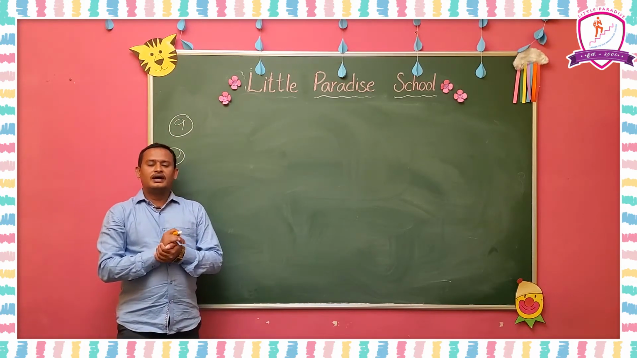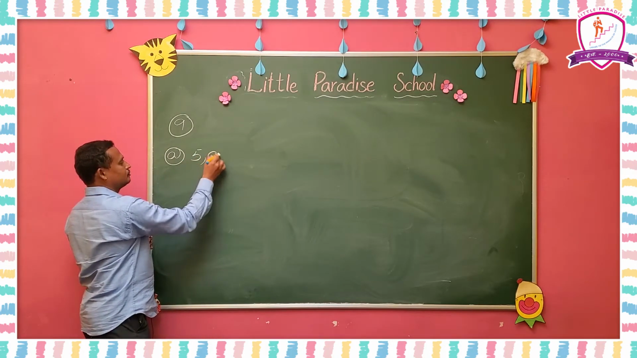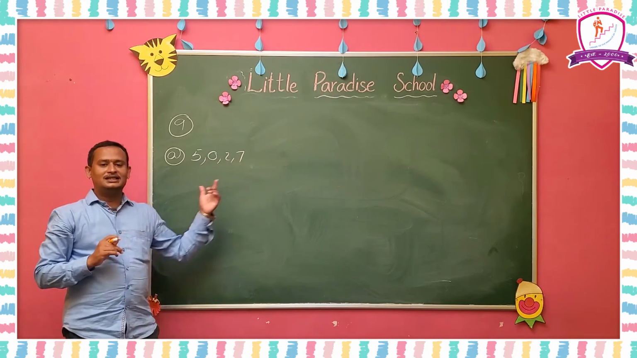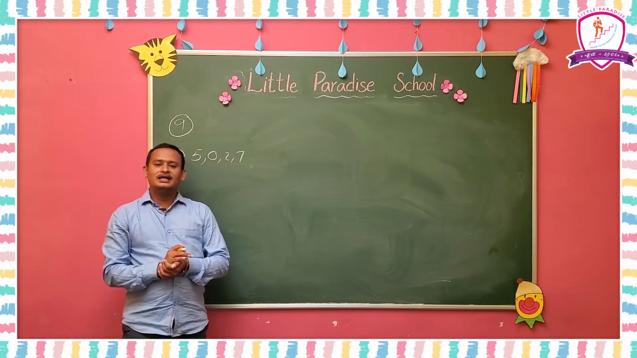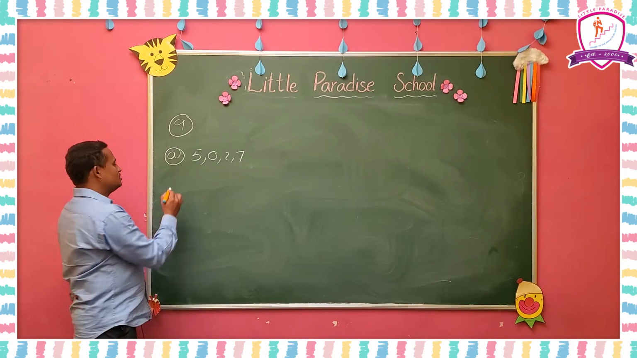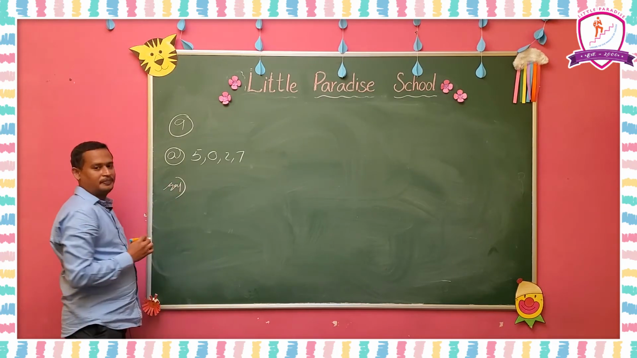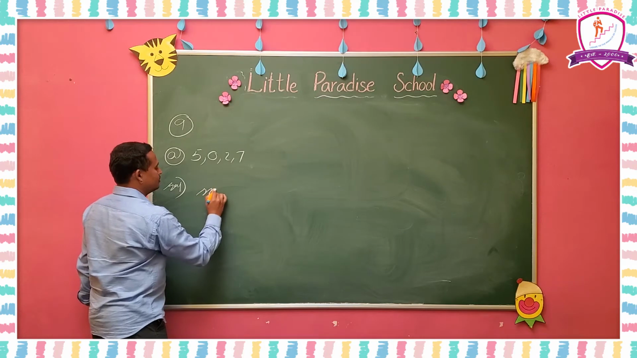Read question A: 5, 0, 2, 7. These digits are given. Here, what is the condition? 0 is always in tens place. So here, what do we have to write first? Greatest and smallest. First, smallest.